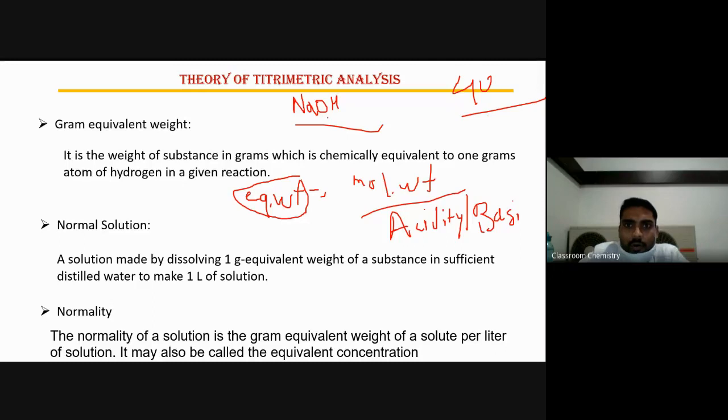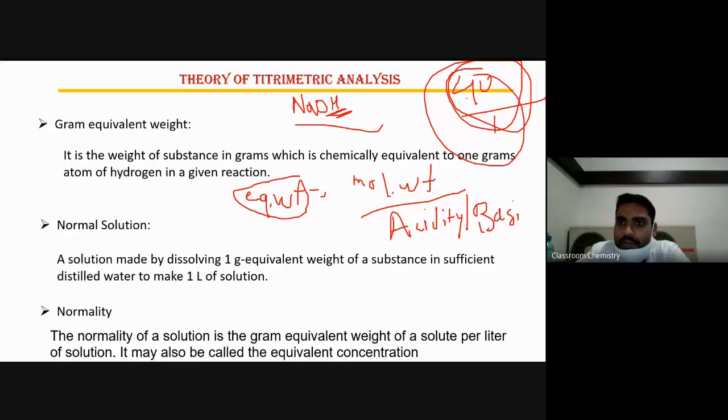How much H plus ion is required to remove this OH minus? How many H plus do we need to neutralize the OH minus? 1. And hence if we divide by this, again we get 40.